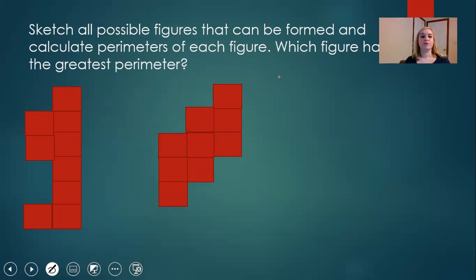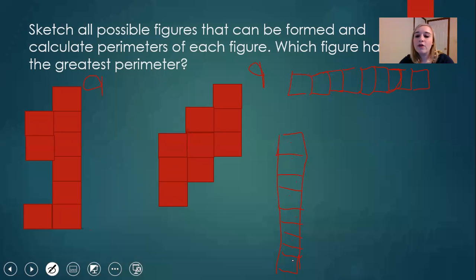And now we're going to move on to something else. So this question says, sketch all possible figures that can be formed and calculate the perimeters of each. Which has the greatest perimeter? So basically, there are 9 squares here on each one. There's 9 squares here and 9 squares here. It's wanting to see how many ways we can show that with the boxes. So that's what we're going to do, is we're going to show all the different ways we can do 9 boxes.